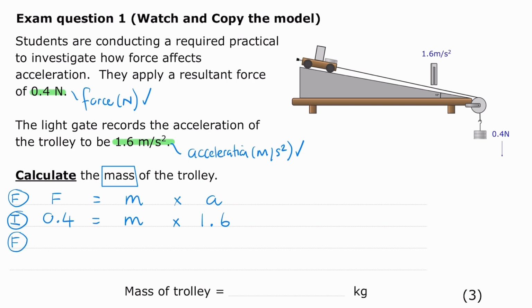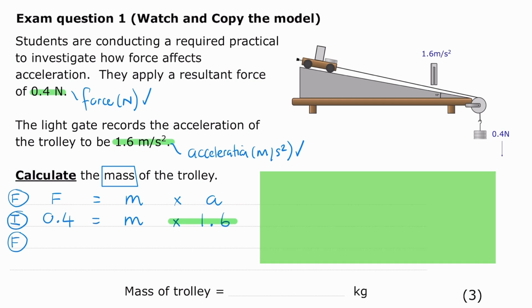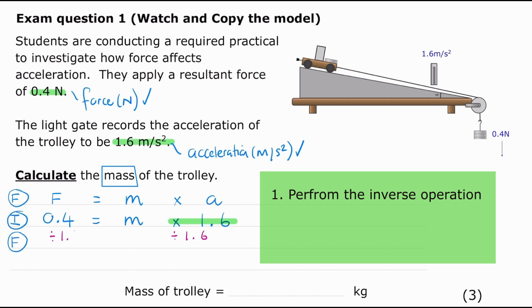So what we're going to do here is make mass the subject of this equation. First, ask yourself, what is happening to mass currently? Right now, it's being multiplied by 1.6. So to isolate mass, we need to do the inverse operation to cancel it out. The opposite of multiplying by 1.6 is dividing by 1.6, so we apply this to both sides of the equation.